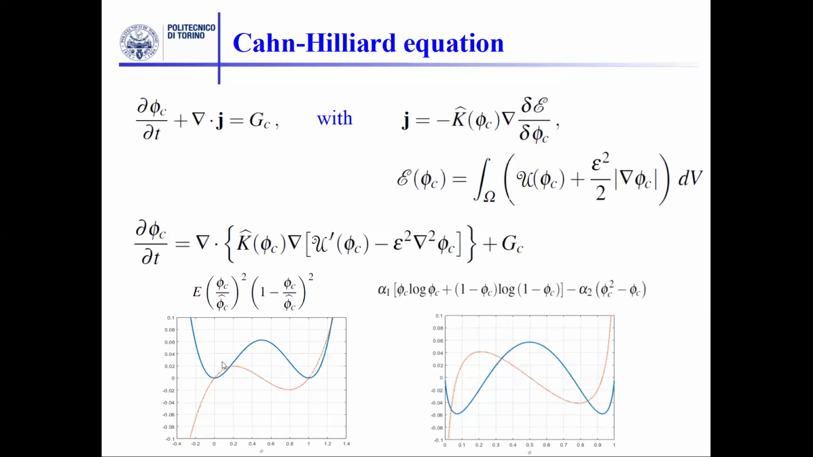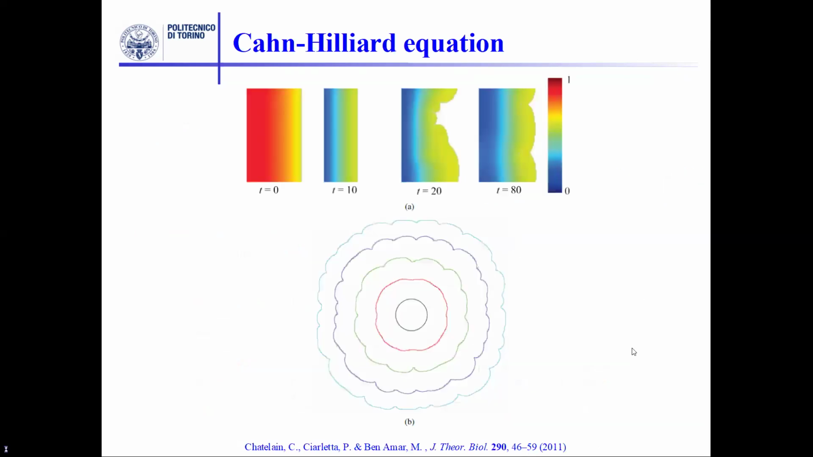In this case, it's just a cubic function, and there is no asymptote at 0 or 1, or even at, say, minus 0.4. It's not working properly. So if you look at the solution in this case, and this was done by Chatelain, Charlet, and Benamar, this is the border of an advancing tumor with time, and this spontaneously forms this wave structure, because the border again is unstable to long waves.